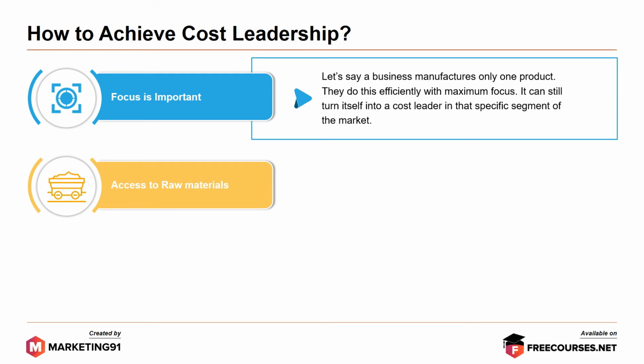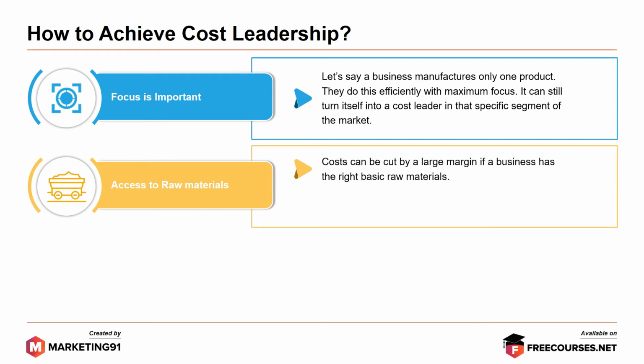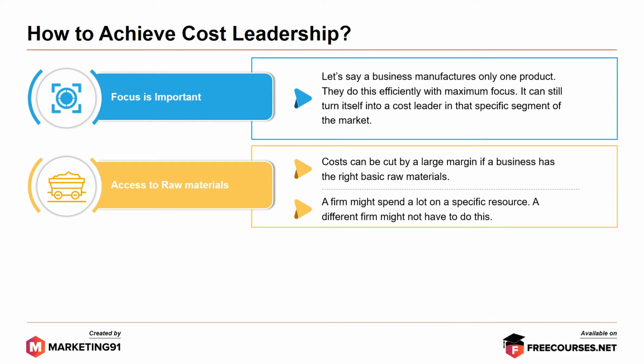Next, very important, access to raw materials. Cost can be cut by a large margin if a business has the right basic raw materials. A firm might spend a lot on a specific resource. A different firm might not have to do this. This means that the more a company has access to potential raw materials, the higher are the chances of lowering costs as compared to rivals.